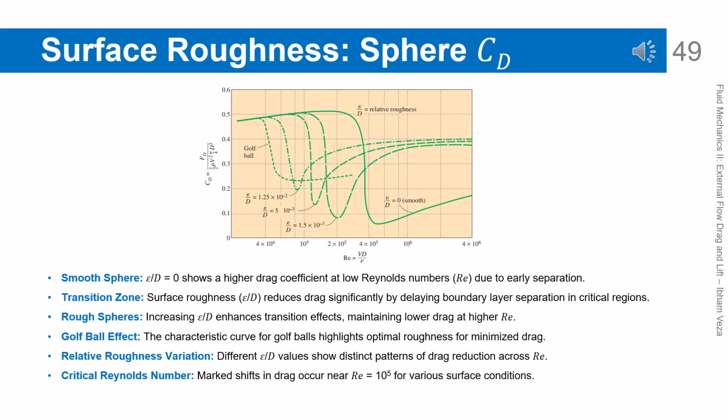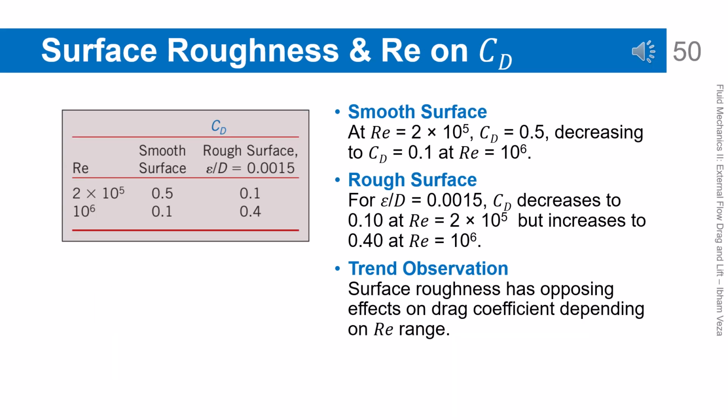Each relative roughness value produces a different CD curve. This graph shows that roughness can be strategically used to control drag. Effect of surface roughness and Reynolds number on drag coefficient.